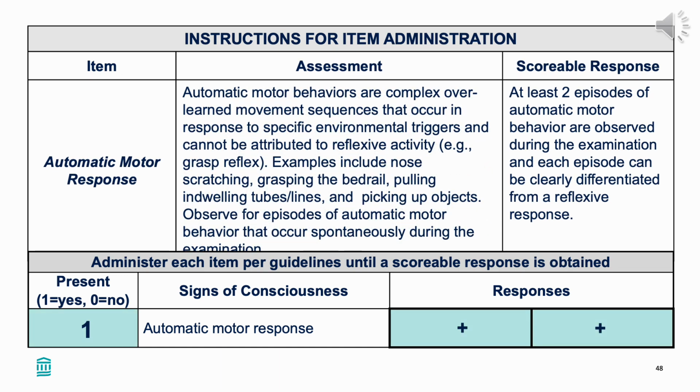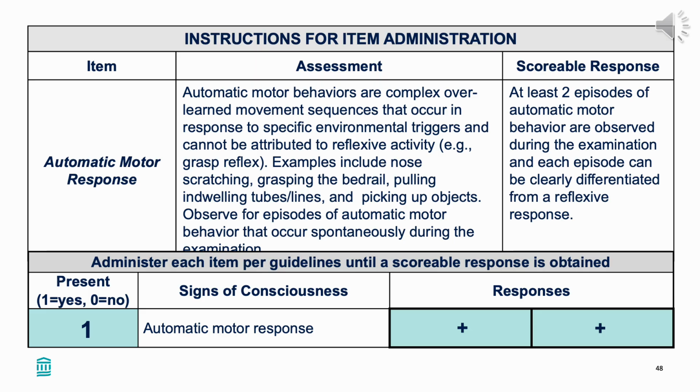For example, if the examiner observes the patient scratch their head once during the exam, and then at a later point during the exam, the patient attempts to pull at their NG tube, then the examiner can mark a plus for each observation and mark a 1 in the left-hand column to indicate that automatic motor behaviors are present.